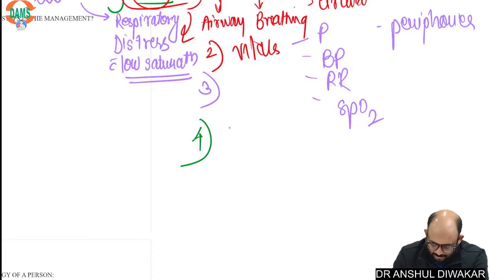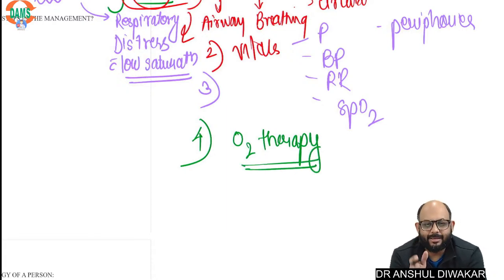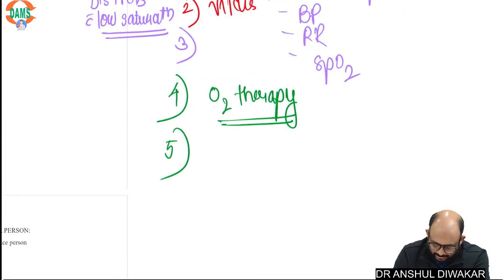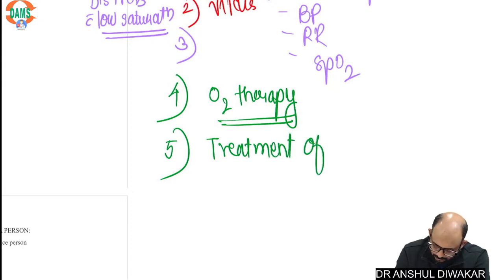Yes, now you will start with oxygen therapy. Why? Because the impending need is to supplement the oxygen because the patient is hypoxic. So the immediate need is to supplement oxygen to the patient. Very good. Perfect. After you give oxygen therapy, then you will treat the condition. Treatment of COPD.